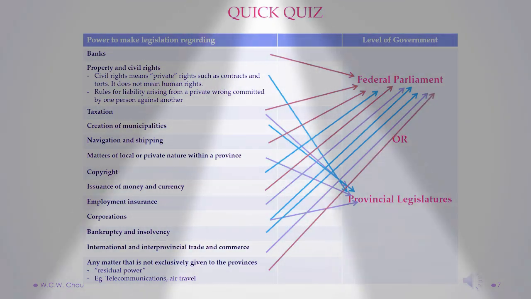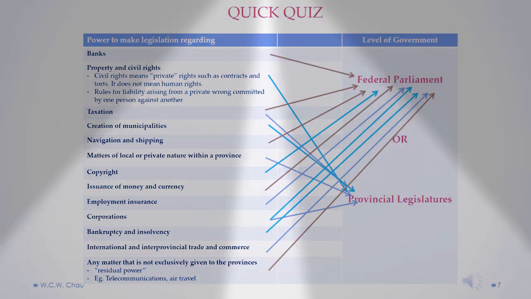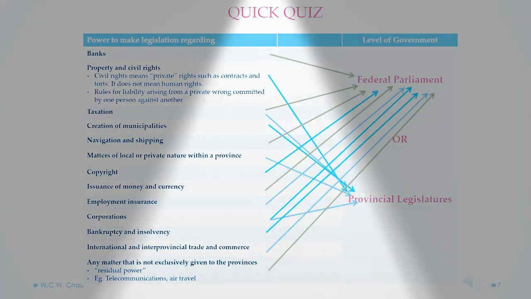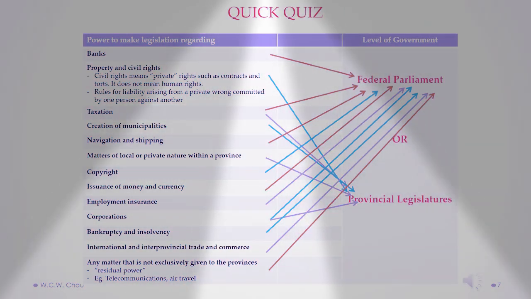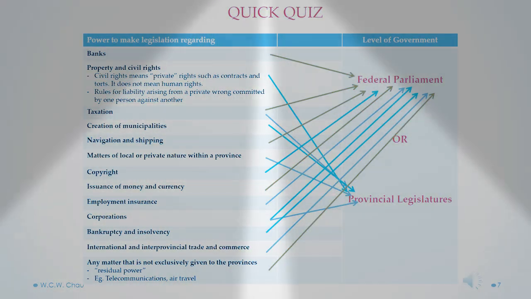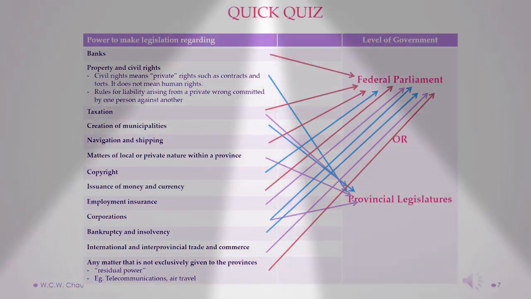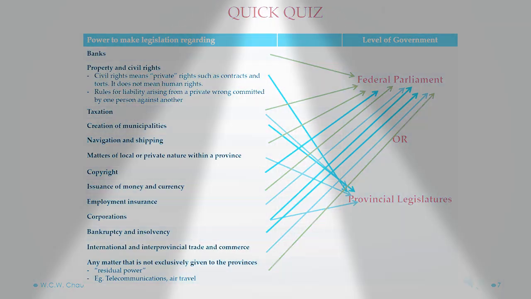And any matter that is not exclusively given to the provinces, or in other words, the residual power, belongs to the federal parliament. And we've discussed this before. Under the opening words of Section 91, it basically says that any subject matters that are not specifically given to the provinces belong to the federal parliament.